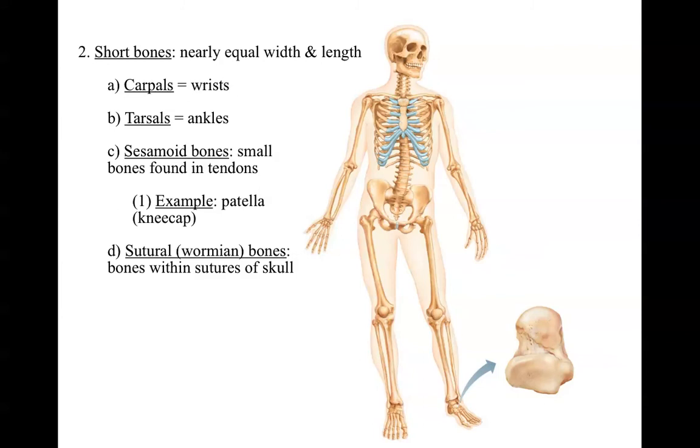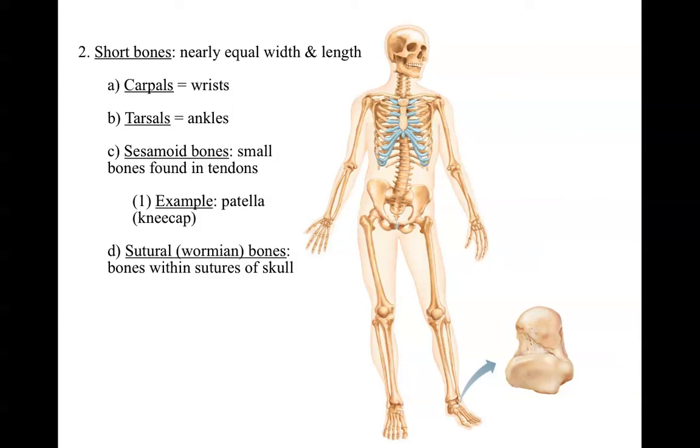Now, the littlest bone, like in your little finger, the very end, it's almost not longer than it is wide. Short bones are the opposite of long bones. They're about the same width and length. So, short bones, your carpal bones, the bones that make up your wrist. Your tarsal bones make up your ankle.